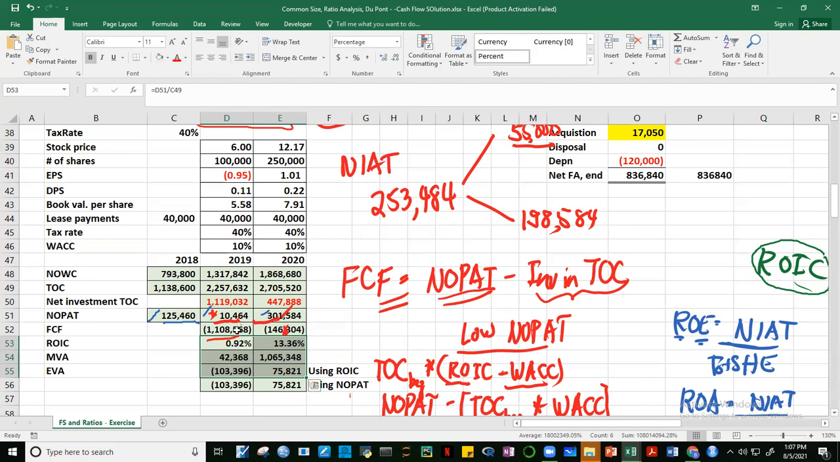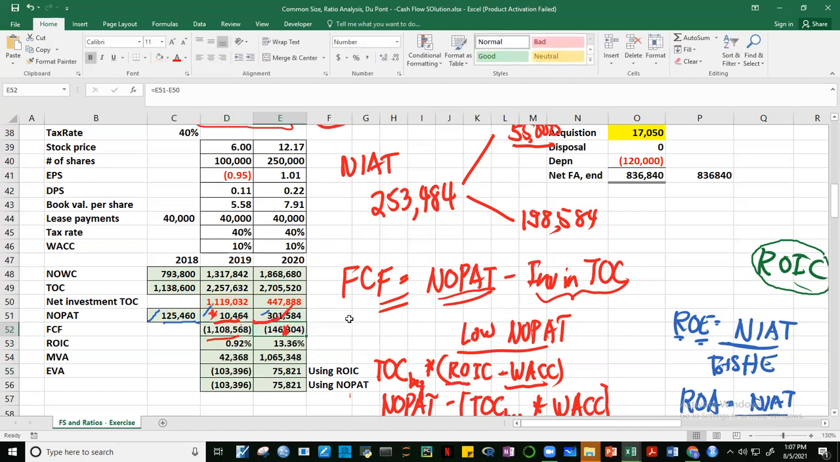Okay, so we only have free cash flow, guys, for 2019 and 2020. Because although we have NOPAT for 2018, we have no net investment here. Okay, so here, it's NOPAT minus net investment. Same here.